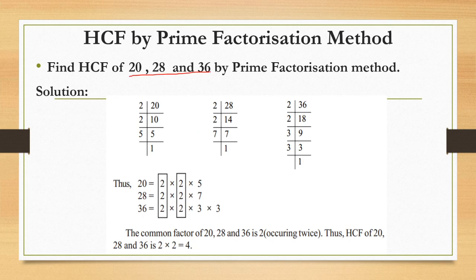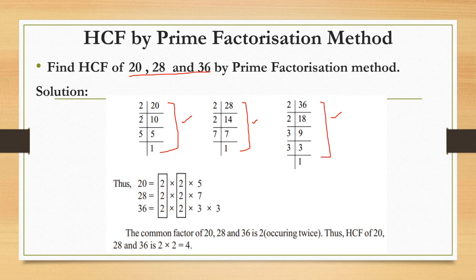Earlier we have used HCF. Earlier we have used this method to find the HCF of two numbers, but we are going to use it now for three numbers. So first find the prime factorization of 20. That's what we have done in this. Now again find the prime factorization of 28. Again find the prime factorization of 36. Remember, I have already explained all these prime factorizations in our previous video.